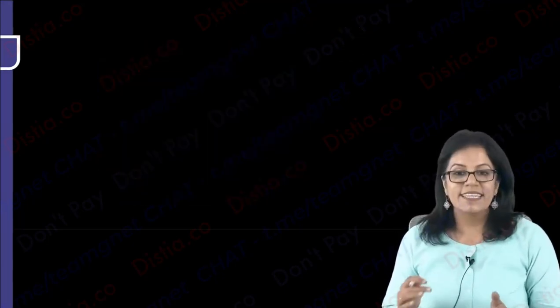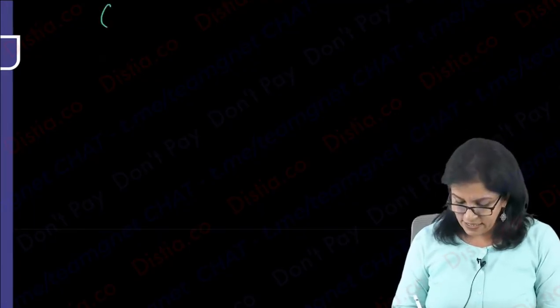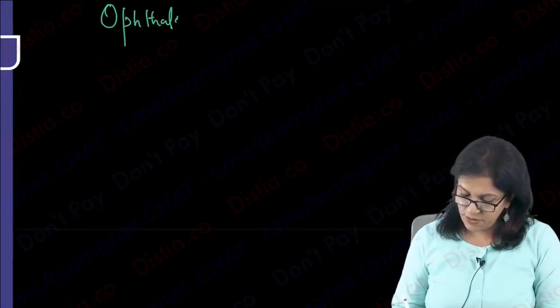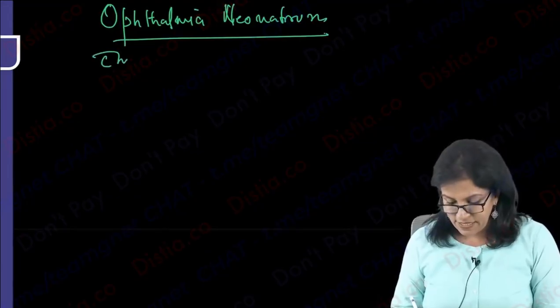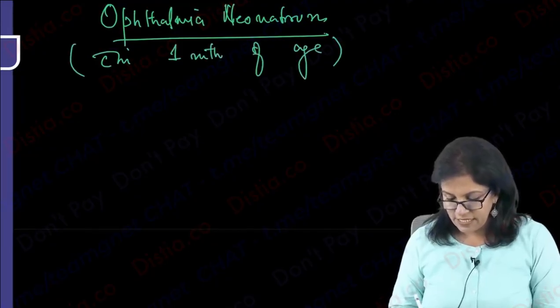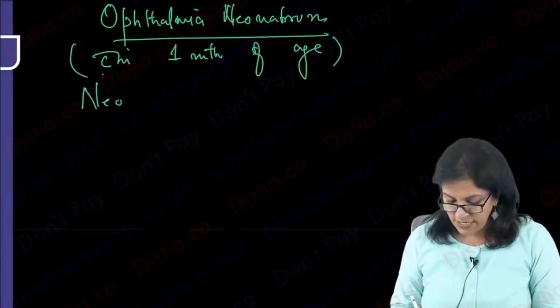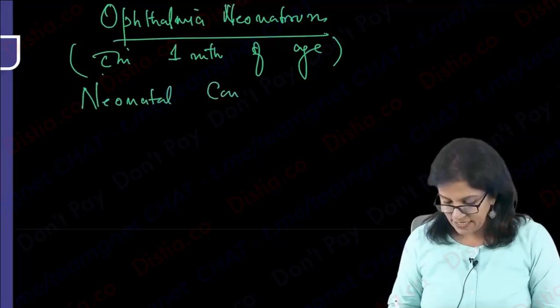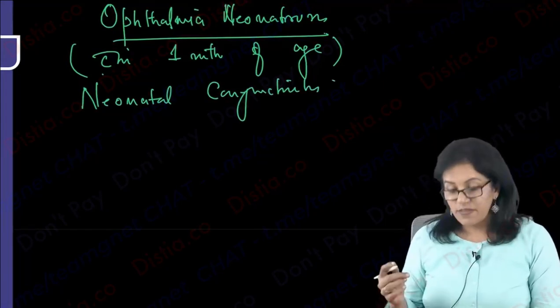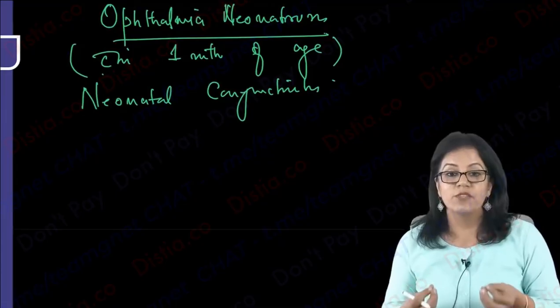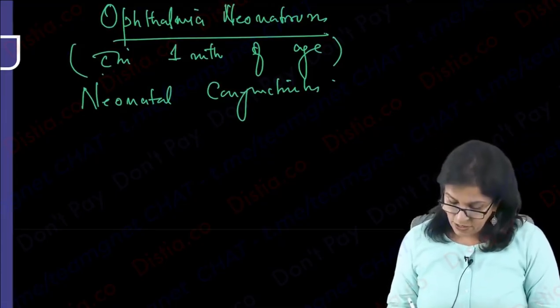We next talk about, our next heading would be neonatal conjunctivitis, or give the heading ophthalmia neonatorum. So how do you define ophthalmia neonatorum? Any conjunctivitis within 1 month of age. Okay, so within 1 month of age is ophthalmia neonatorum, or you call it neonatal conjunctivitis. So what can be the cause? Why will the child start having conjunctivitis within 1 month of age? So causes, etiology, write down.